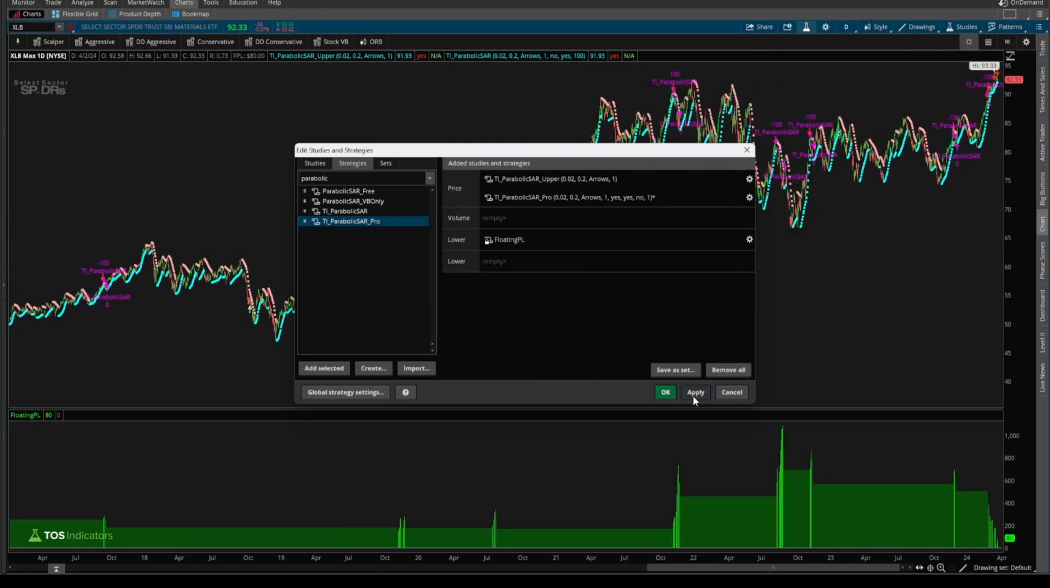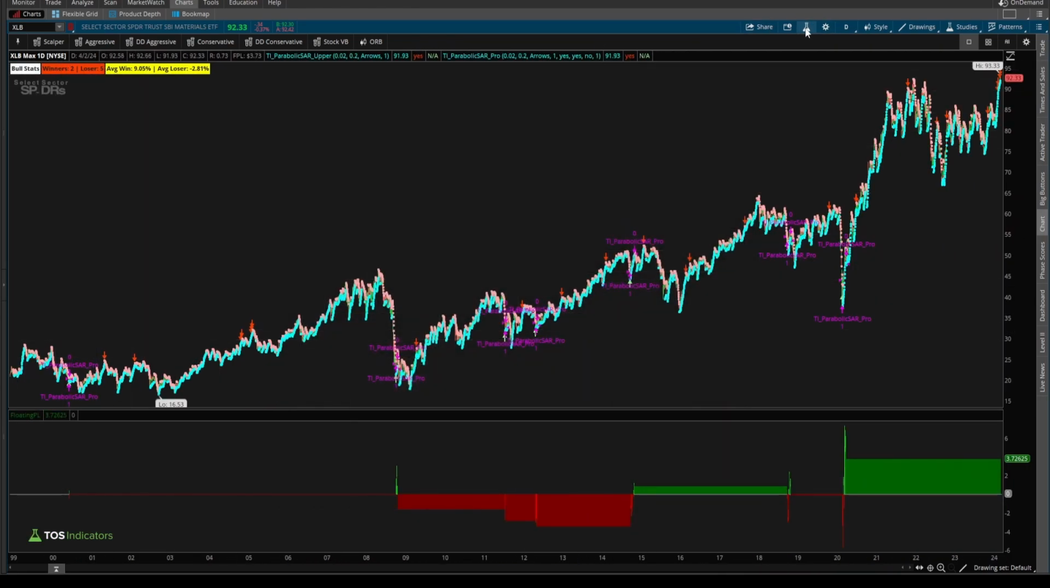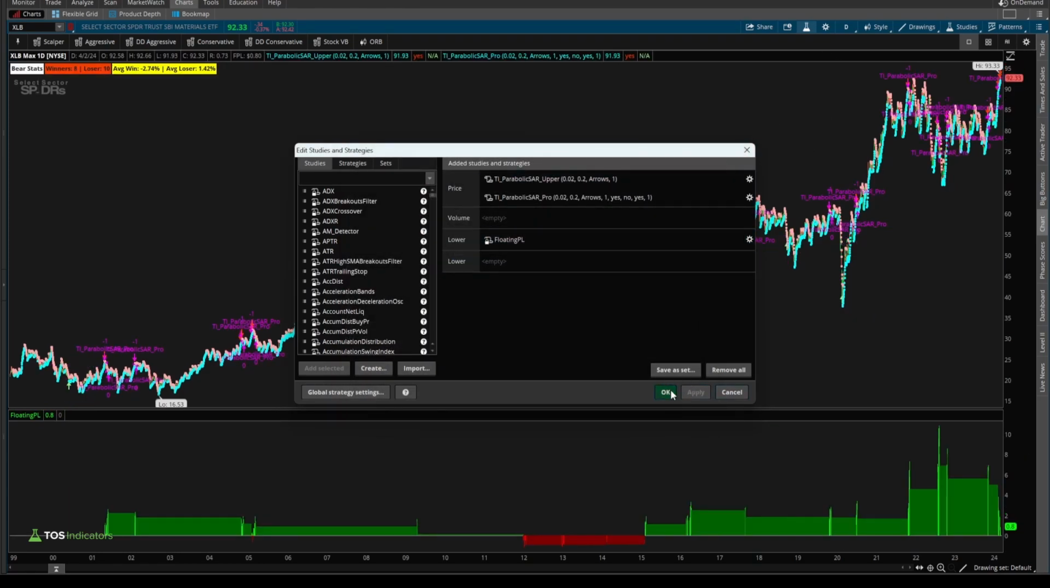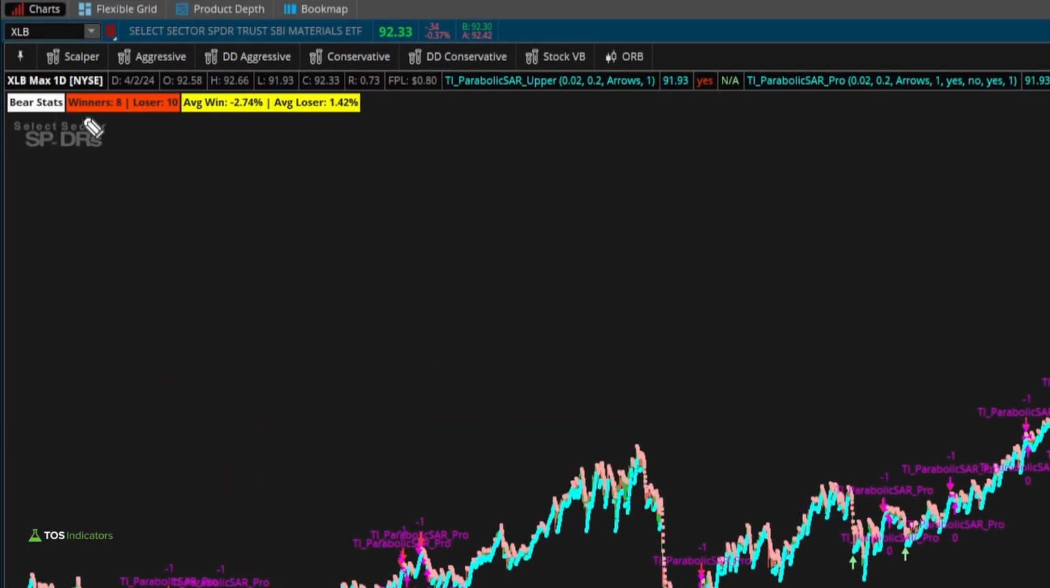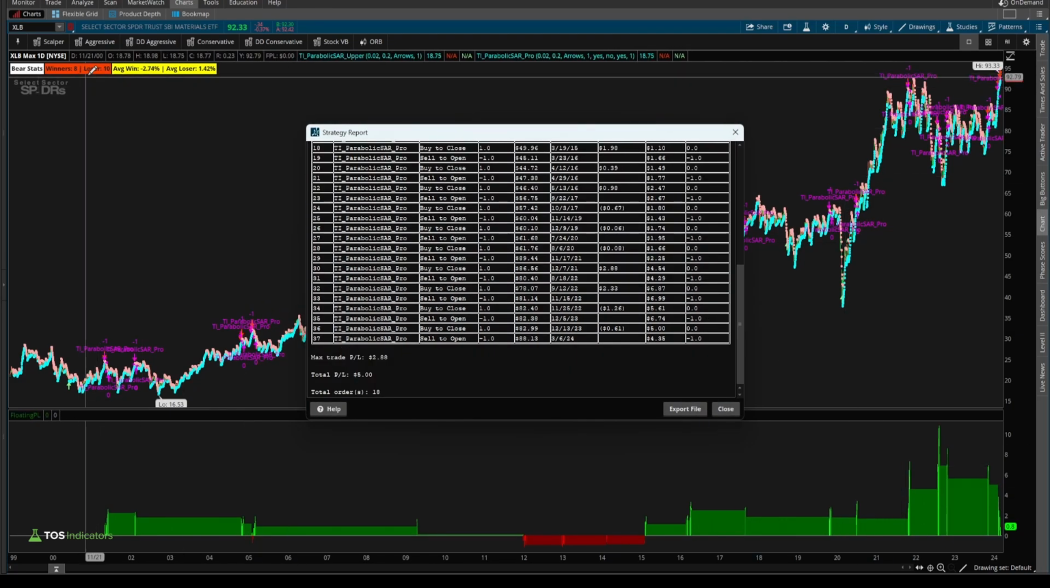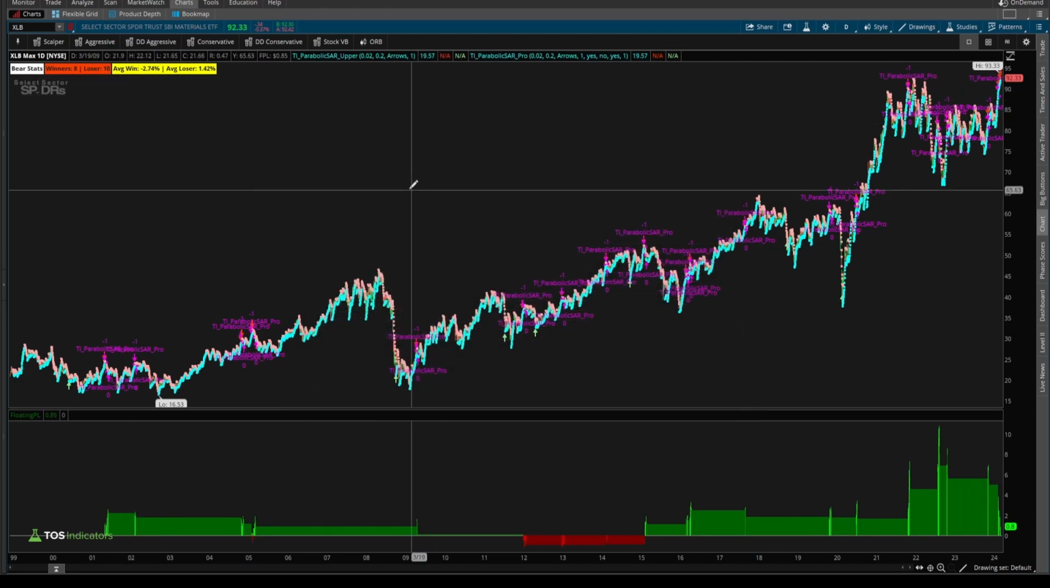Now, with our stat labels loaded on, we can see some quick stats. Let me turn on our short entries as well. And off of our short entries, we can now see we've had a total of 8 winners, 10 losers. We didn't need to go digging inside of our report here. Instead, we can see that very clearly right up at the top.